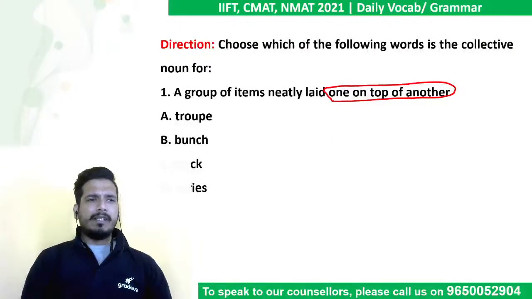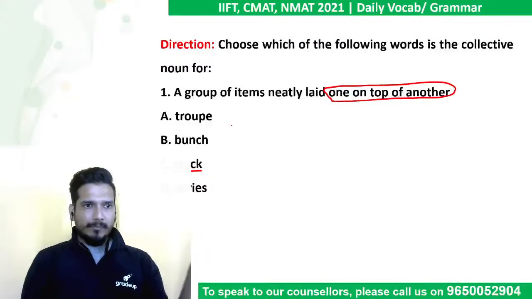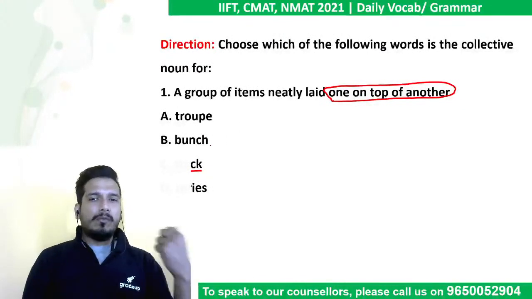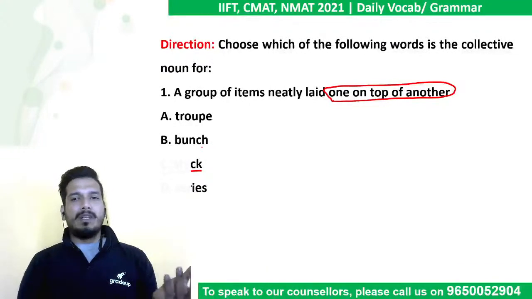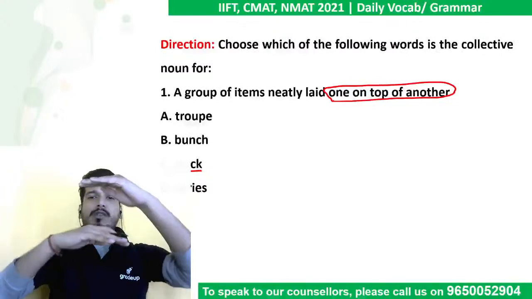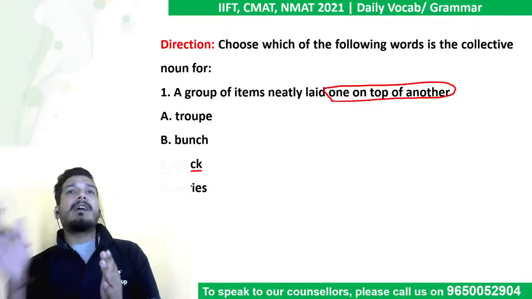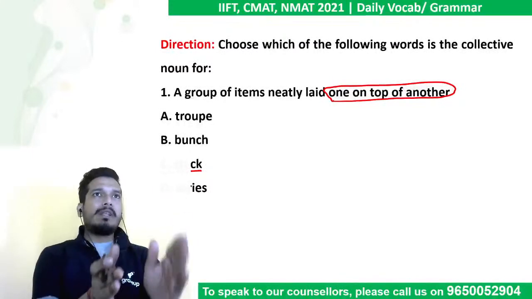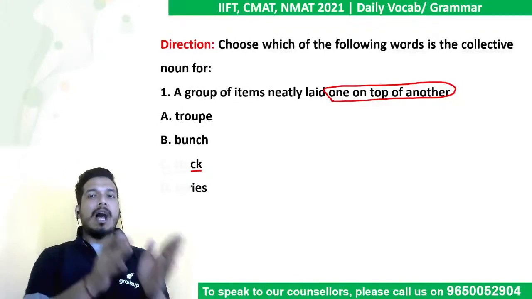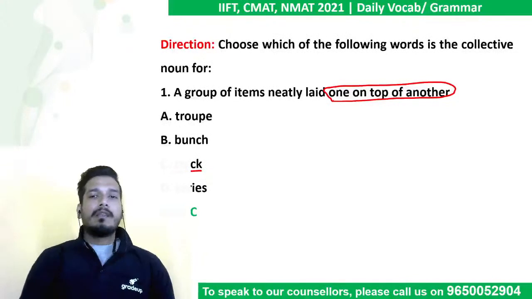It has to be C, stack. Troupe means a group of actors. Bunch, it could be a bunch of keys, right? So bunch is basically of smaller objects. Stack means one above other, one on the top of other. So C, stack is the answer. Series means one after other. So a series of episodes means one episode after the other episode, then another episode, right? So one after the other, not one on the top of another. So C is the answer.